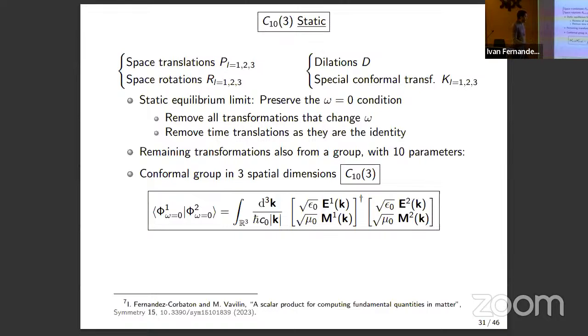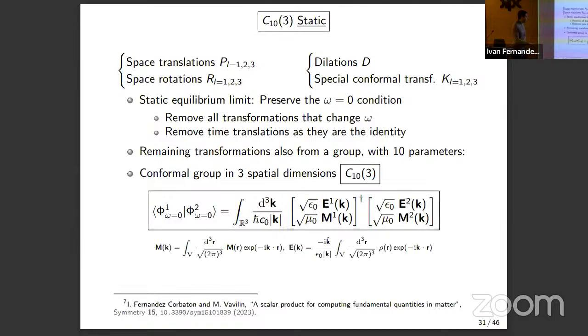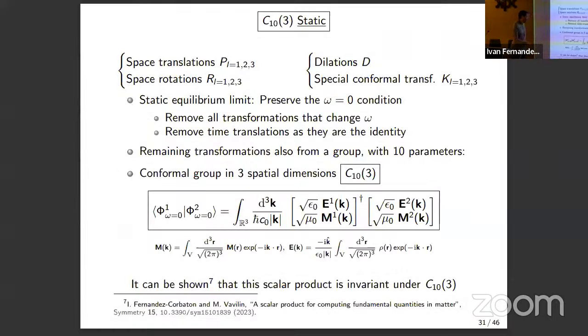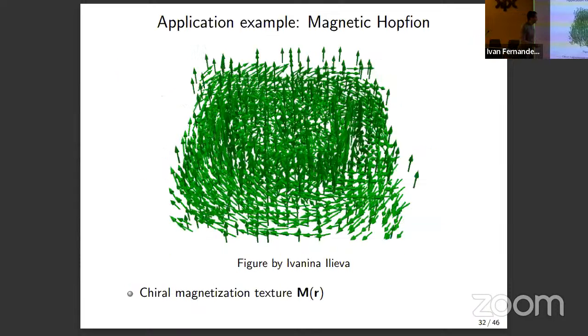And then you deduce what the form of the scalar product would be, inspired by the scalar product of the dynamic case again, and then you get this. Okay, so E of k and M of k are the Fourier transforms in space of rho and M. And then you have to show that this is indeed invariant under the conformal group. This one I'm not explaining, but you can actually show it. All right, and now you apply. Okay, so we have the same situation now as before for the dynamic case. So now we can do an example.